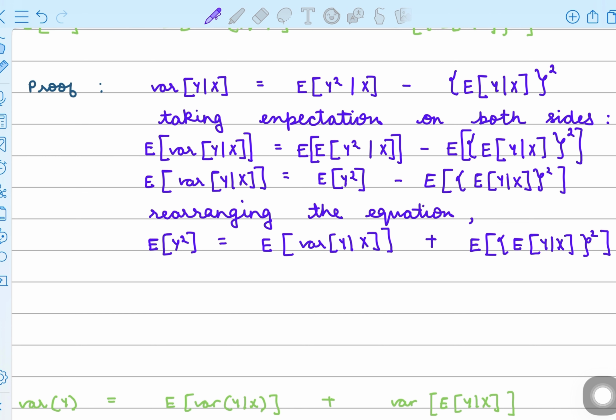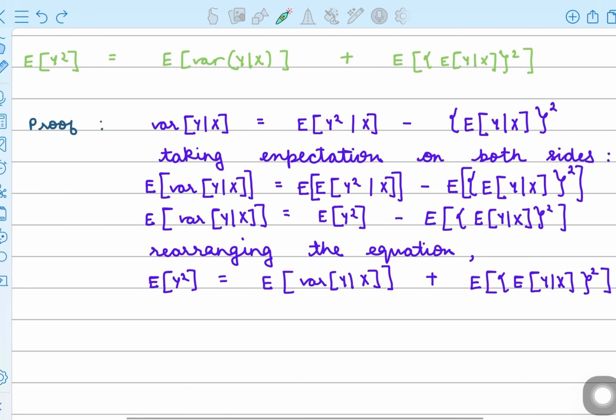To prove this result, we start directly from the definition of conditional variance. Then we take expectation on both sides. From here, one of the terms that we obtain is the expectation of y square given x. This is equal to the expectation of y square. Then we rearrange our equation, which gives us the final value for the expectation of y square. This gives us our above formula.